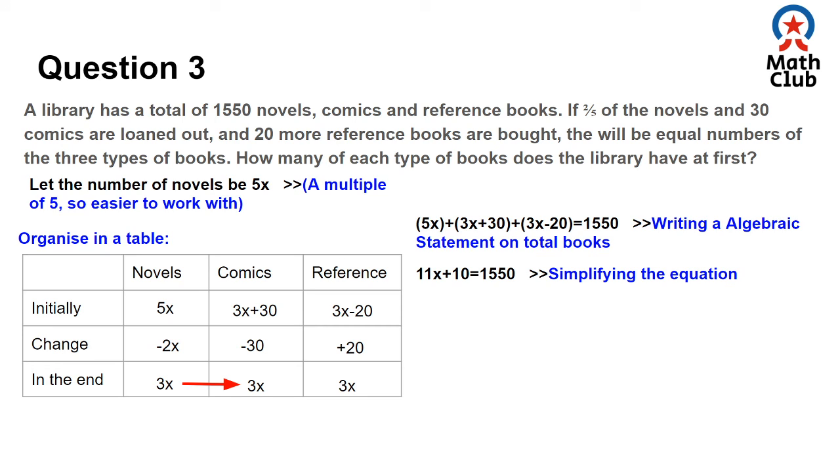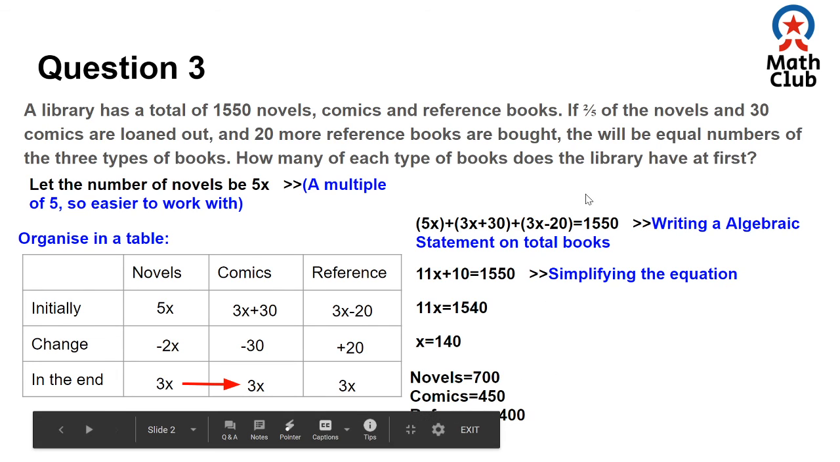We just got to simplify this equation over here. It's pretty simple, nothing hard about this. 5x plus 3x plus 3x is 11x, and plus 30 minus 20 will result in a plus 10, so we can get that 11x equals 1,540, and x is 140. So with this, they're asking how many of each type of books does the library have at first, so you can just multiply that in. Novels is 5 times 140, comics is 140 times 3 plus 30, and reference is 140 times 3 minus 20. So you can get your answers over here: 70, 450, and 400.